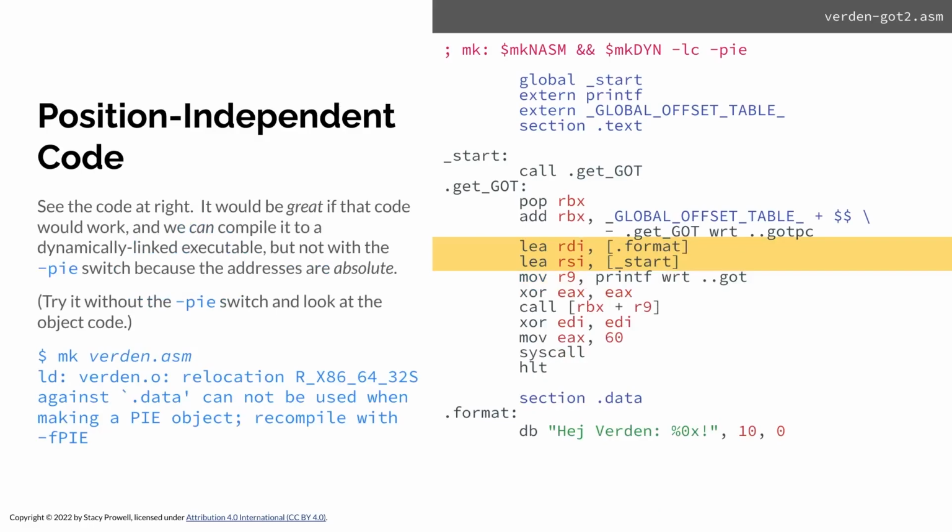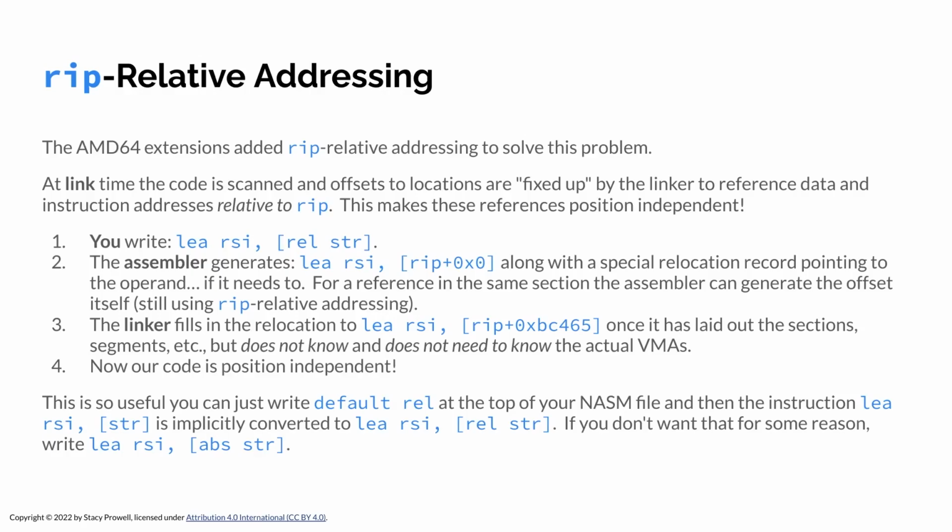And here's what we'd like to do. I'd like to just say, I want to put the address of format into RDI and the address of start into RSI with LEA. Just do that. And maybe do that relative in some way. If I try that with the PI switch, it'll say relocation against .data cannot be used when making a PI object, recompile with -fPIC. Well, I have PIC already specified. Again, that's never going to solve the problem. This won't work. But I'd like it to work.